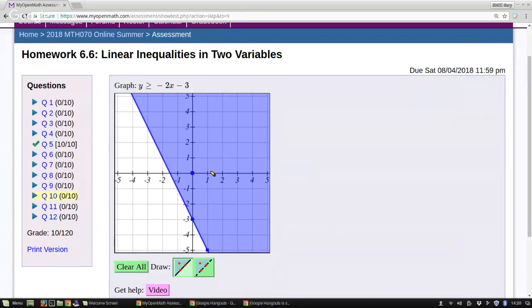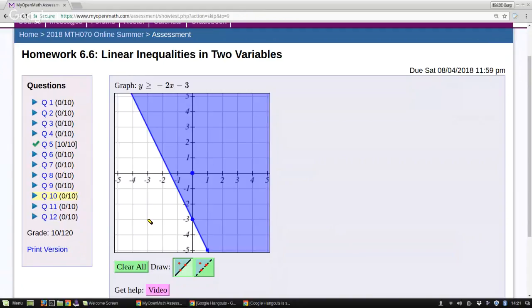So then I just do a couple of other test points to see. What if I were to plug in, say, 1, 1? It should be true because it's in the shaded area. So if x is 1, I'll get negative 5 on the right. 1 is greater than or equal to negative 5. That's true. Let's try something on the other side, like over here, negative 3, negative 3.